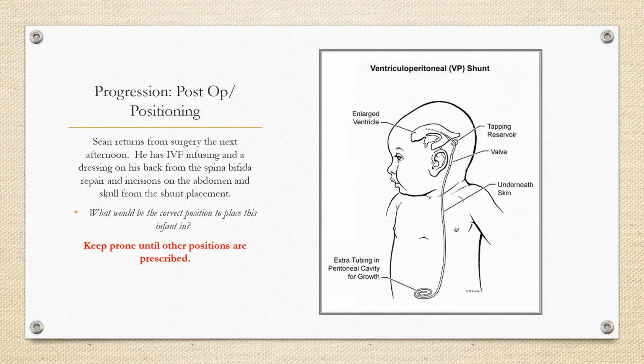So progression, post-operative. Sean has returned from surgery the next afternoon. He has an IV infusing and a dressing on his back from the spina bifida repair and incisions on the abdomen and skull from a shunt placement. What would the correct position be to place the infant in? So right now we're going to keep him prone until the doctor tells us otherwise. So prone until other positions are prescribed.